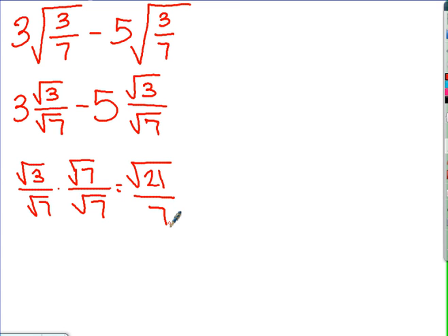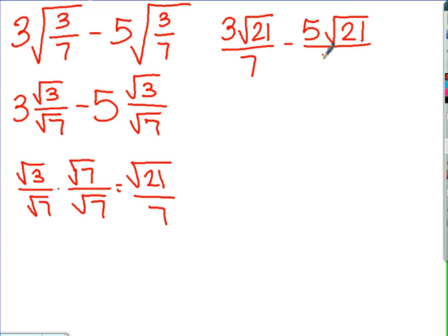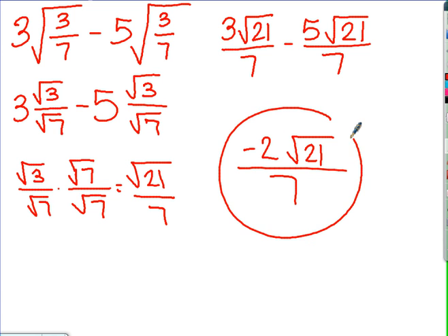All right, so our new problem looks like this. We have 3 root 21 over 7. We keep our coefficient minus 5 root 21 over 7. Okay, again, keeping the coefficient. We already have common denominators. So we're going to keep the denominator. We're going to keep the radical because they're both the same. And we subtract our coefficients. 3 minus 5 is negative 2. And there we have it simplified.